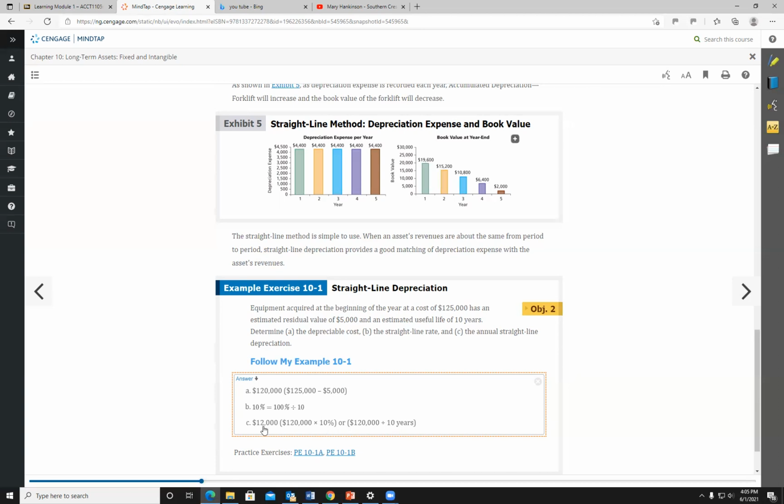And so your depreciation for every year will be $12,000. And that's how much it should depreciate every year over the next 10 years. And so at 125,000, if you depreciate the value of that by 12,000 over 10 years, at the end of 10 years, you should have a residual value of $5,000.